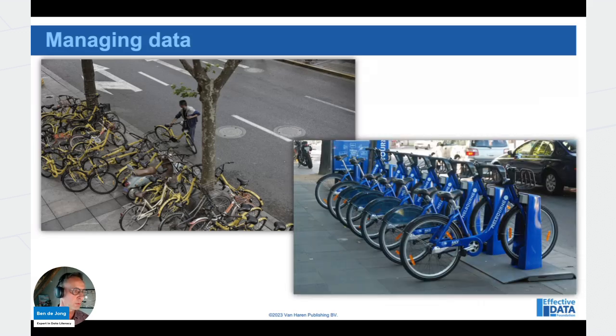for instance, what they have in Melbourne. You can always know where to find the blue bikes because they're in a parking lot. They're always nice, and you can also pick one up and you can see if they're available or not. So you need to do something with your data.